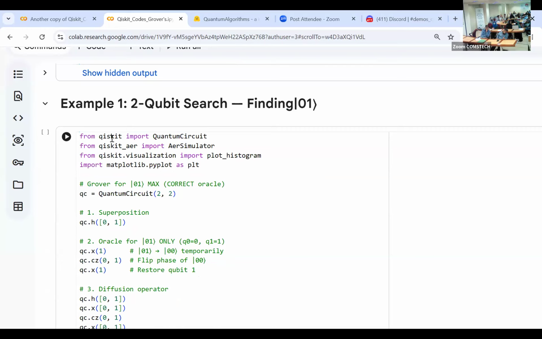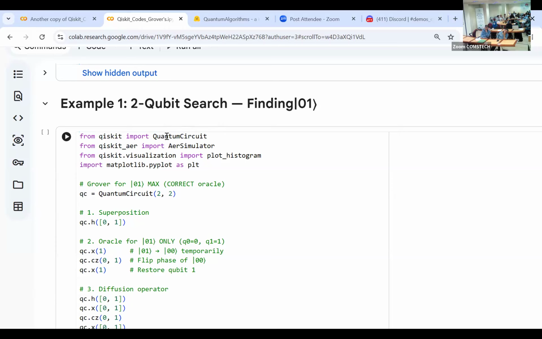In the start, as in Python, we have to import the libraries which we are going to use in the coming steps. From Qiskit, we are importing QuantumCircuit, because we are building the quantum circuit for the algorithm. So we will import QuantumCircuit from Qiskit.